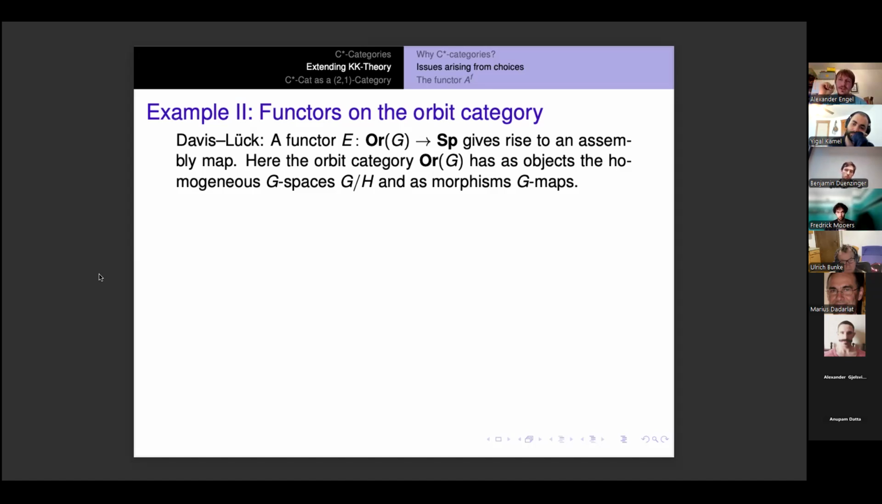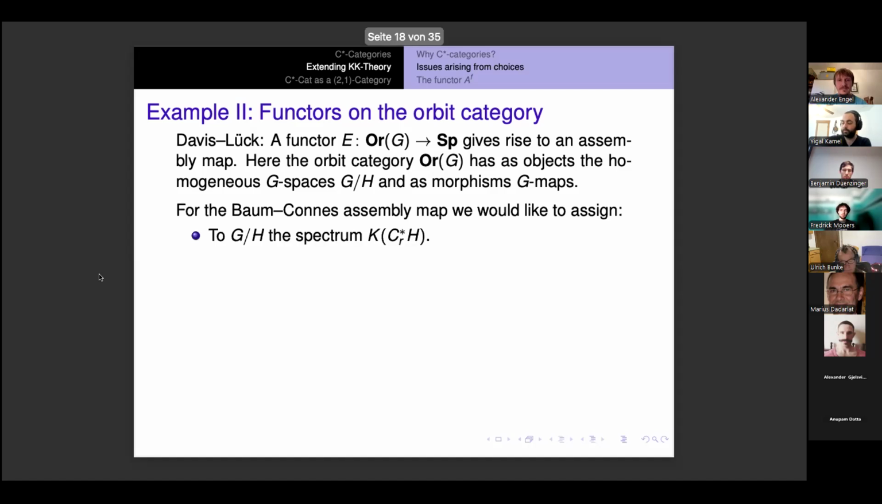But here in this construction, you get the same problem that you have to make choices in order to get functoriality. And again, you can solve it by passing to a C-star category. So for this, we recall that the orbit category of a group G has as objects all the homogeneous G-spaces, G mod H, and as morphisms just all the G-maps between such things. Now to get the Baum-Connes assembly map, we would like to do the following. To such an object, G mod H, we would like to assign the spectrum K-theory of the reduced group C-star algebra of H.